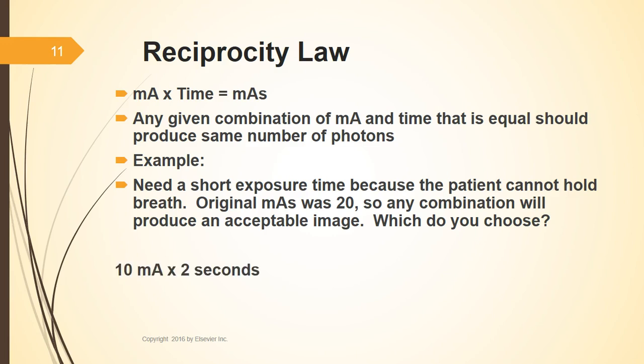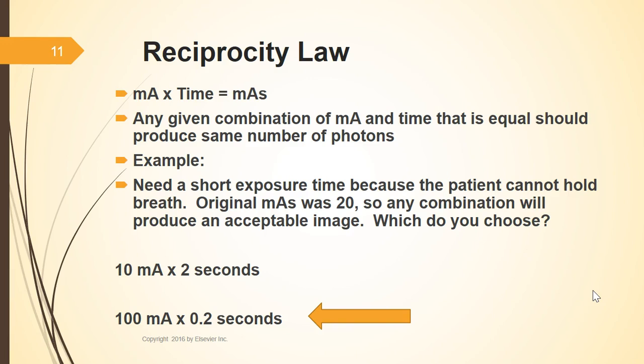So you can have 10 MA in 2 seconds, or you can have 100 MA at 0.2 seconds. If you multiply those two together, both of them will give you 20 mass. But which one would you pick if, in this example, I need a short exposure time? Well, your answer is that one because it has the least amount of time. You used more MA, but less time to get the exposure, so hopefully you were able to get it before the patient moved or held their breath better.